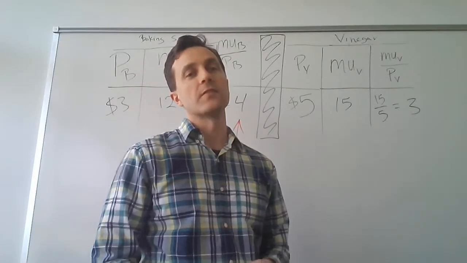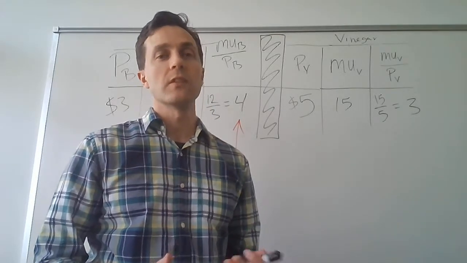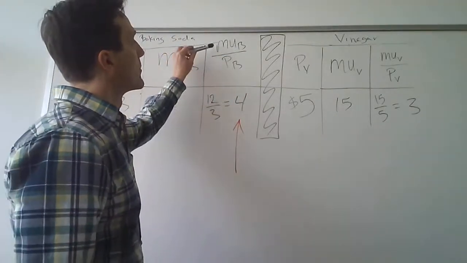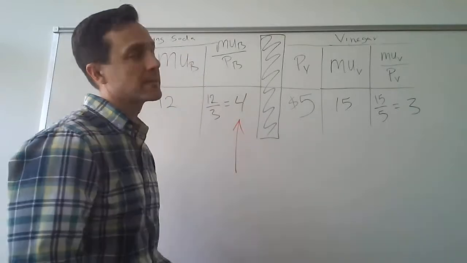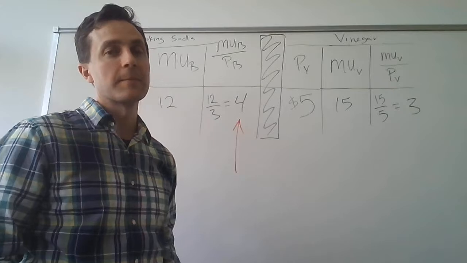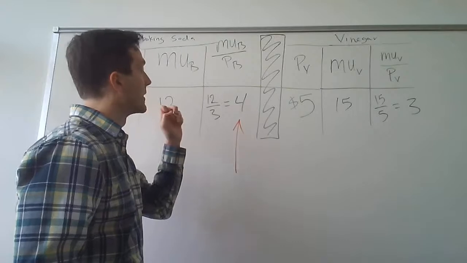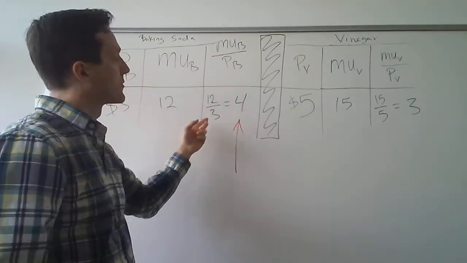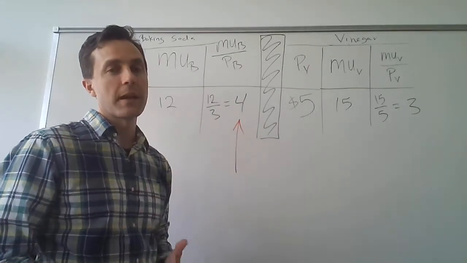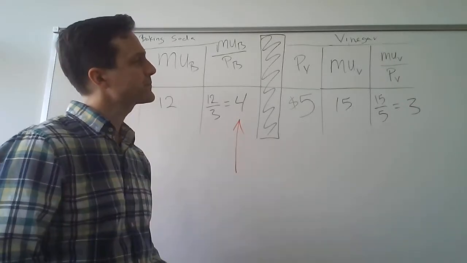So the trick to doing this is to calculate the marginal utilities per dollar between the two goods and compare them, right? So you just take the marginal utility for a good and divide it by its price, and that essentially tells you how much marginal utility a person is getting per dollar that they spend when they buy that good, right? So with baking soda, the marginal utility of 12 divided by $3, that means that she's essentially getting 4 utils per dollar by buying another unit of baking soda, right? So it's four utils per dollar.